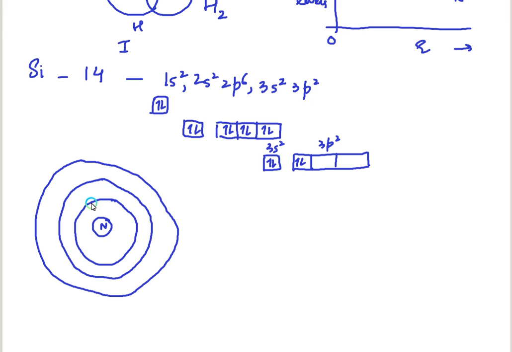Here you will have 2 electrons which are very close, then 2s2 and 2p. So 2s2 has 2, and 2p has how many? 6. So it will be 1s2, this will be 2s2 and 2p6, the internal shells. And then you have 3s2 and 3p2. So 3s2 will be here, and let us say 3p2 will be here.